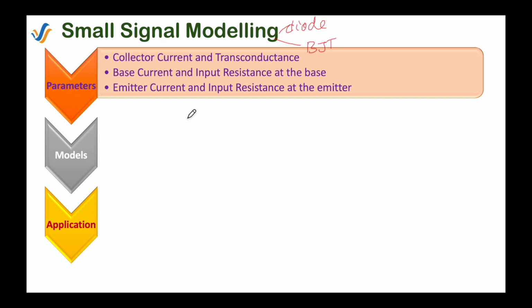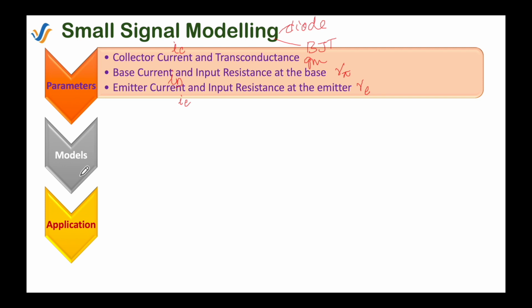So the parameters which we are going to study are the small signal collector current, the transconductance, the base current, the input resistance looking into the base, which we call r pi, the small signal emitter current, and the input resistance looking into the emitter, and this is denoted by re.